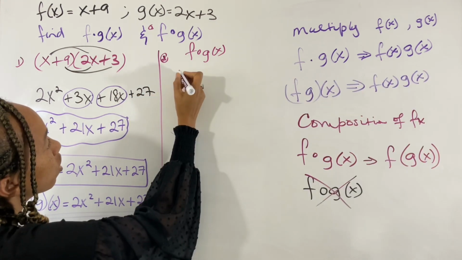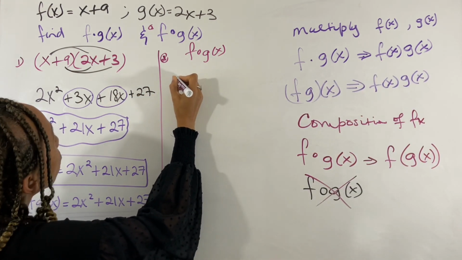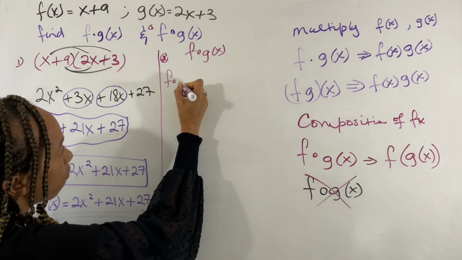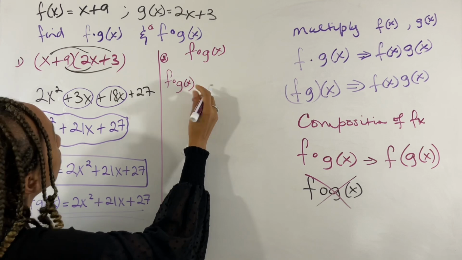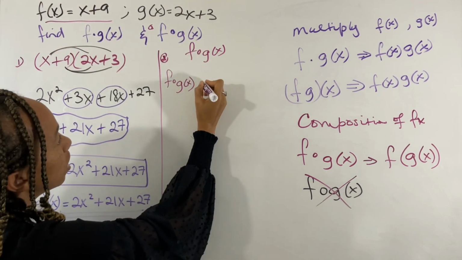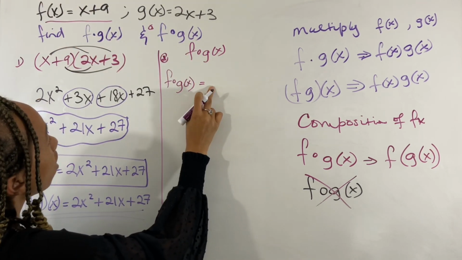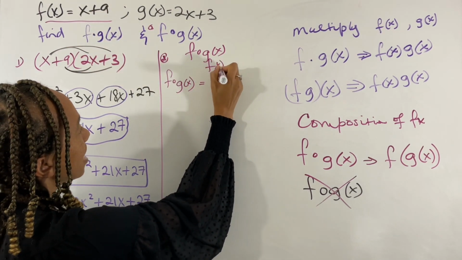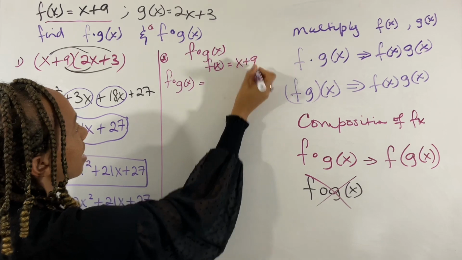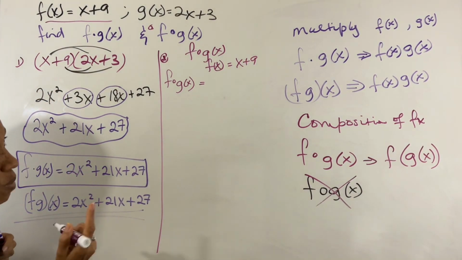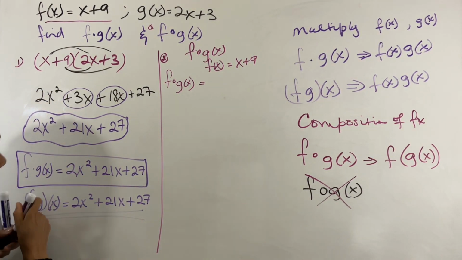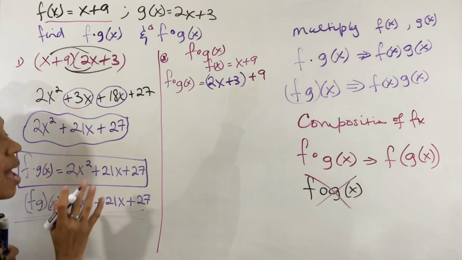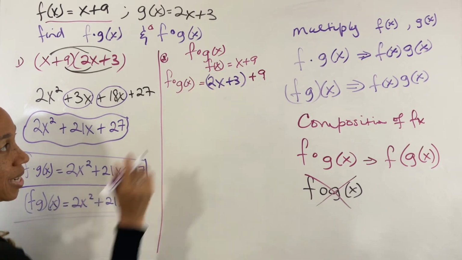So I'm going to start off first now with rewriting my function. I always like to still write my f of g of x here. I'm going to start with my first function; let's write first f of x here is x plus 9. Instead of writing x plus 9, I'm going to substitute that x with my 2x plus 3. And then I'm going to have the other part, which is the plus 9.